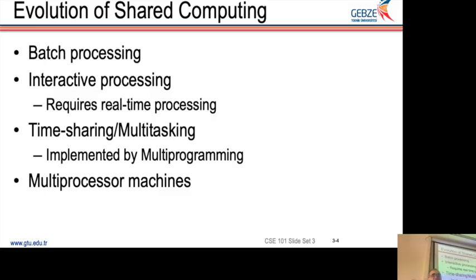I have email open, I have OBS video recorder open here, I have the PowerPoint open. PowerPoint might have multiple processes. I have a printer, I have a browser open at the back. I have a disk process, I have an internet communication going on. So multiple things are going on at the same time.